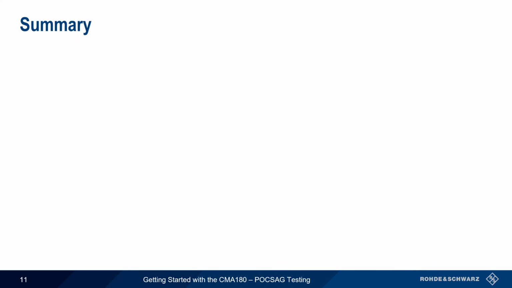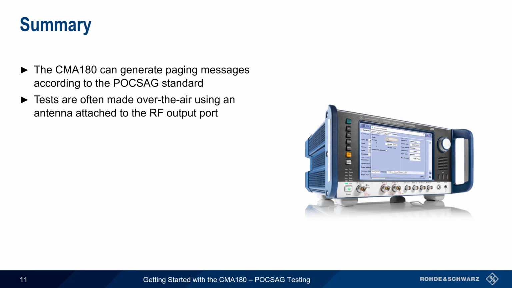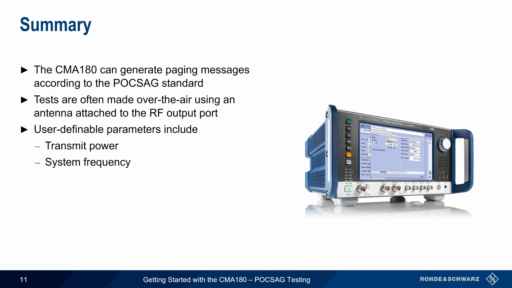Let's end with a brief summary. The Rohde Schwarz CMA180 radio test set can generate paging messages as per the POCSAG standard. Since pagers generally do not have an external antenna connector, these tests are often made over the air, using an antenna attached to the RF output port. Both RF and data parameters are user-definable, and these include the transmit power, the nominal system or carrier frequency, the deviation, the baud rate, the pager ID or cap code, and the message type and contents.